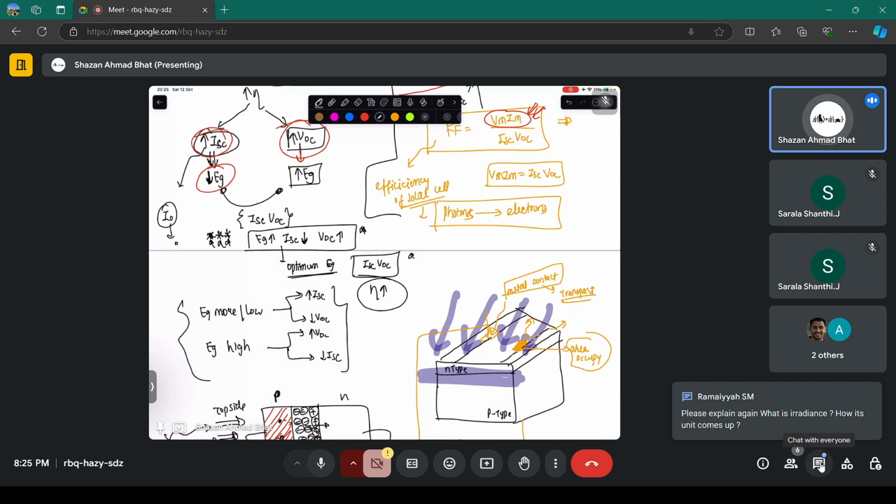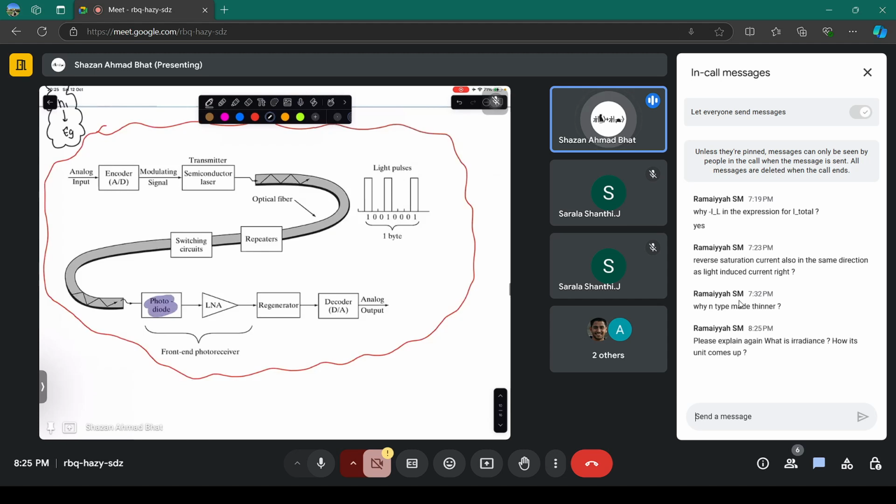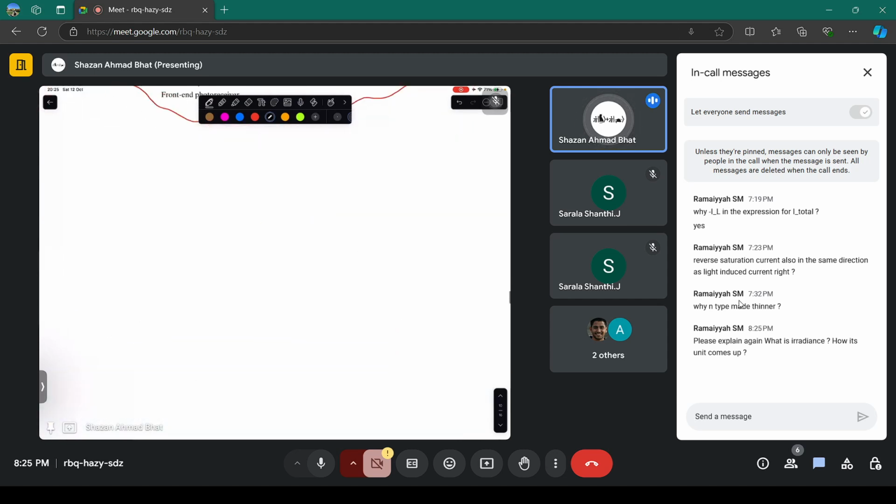What is irradiance and how does this unit come up? I will just briefly talk about it because I won't be able to draw anything. My pencil is drained. If you see the units, irradiance is watt per meter square per micrometer. This is per wavelength, not any dimension of space. Maybe I confused it a little bit there. Whenever you write irradiance, you write watt per meter square per micrometer.